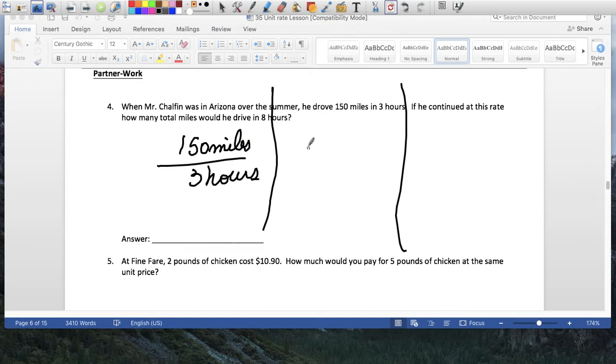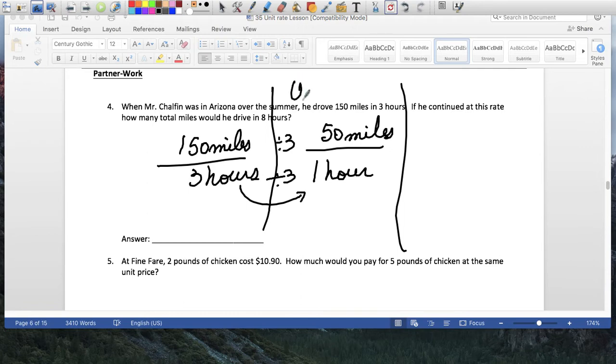And we're going to change that to unit rate because this is going to be 1 hour. Right? So how does this become 1? Divide by 3 and divide by 3. 150 divided by 3 is 50 miles. Right? So that's my unit rate.